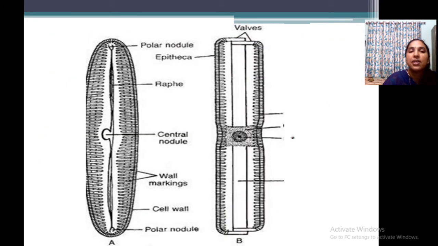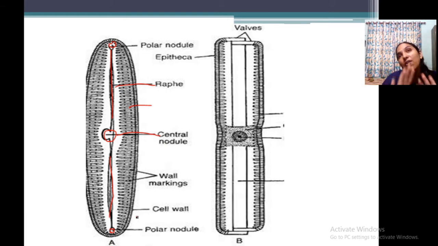See in the next slide, this is the structure. This is a cup-like cell, one is valve view and another one is girdle view. You can see the structure. This is the outer cell wall. These are the structures arising from the cell wall. They are known as what? Punctae. And this is a central fissure going down from top to bottom. That's known as what? Raphe. And this is the central thickened area, the central nodule. And these are the thickened areas in the polar regions or apical regions. They are known as polar nodules.